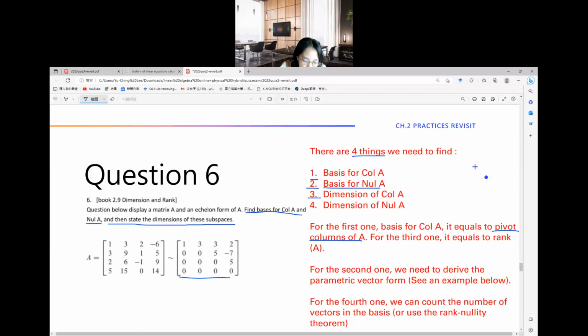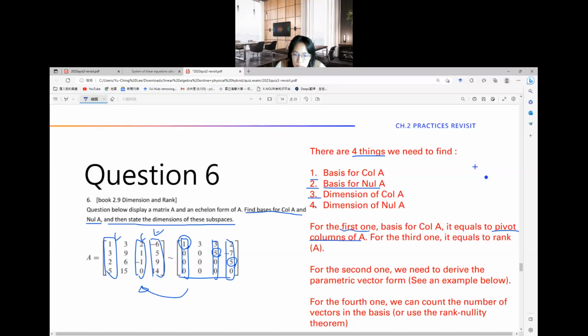So from this echelon form, I know that the pivot columns are 1, 3, and 4, basically, because the pivots are 5, 5, 5, these 3 positions. And then after identifying the 1st, 3rd, and 4th columns, I need to go back to the original matrix and select the first column, the third column, and the fourth column. Then these column vectors will become a basis for column space of A. And that's for question 1.